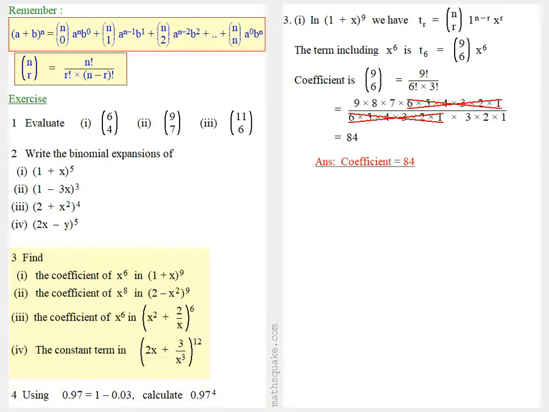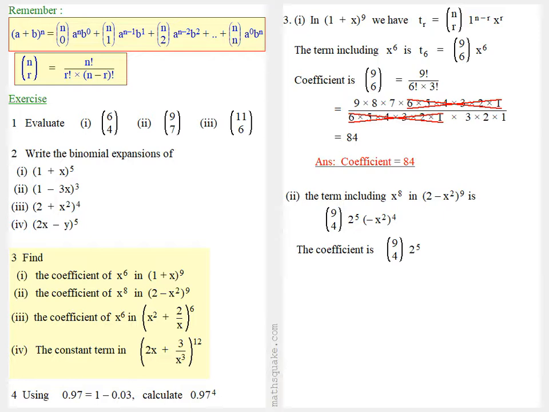In question 2, we're asked to find the coefficient of x to the 8 in (2 minus x squared) all to the power 9. Now we can see the term including x to the power 8 in (2 minus x squared) to the power 9 is 9C4 times 2 to the 5 times (minus x squared) to the power 4. The reason is that (minus x squared) to the power 4 will make x to the power 8.